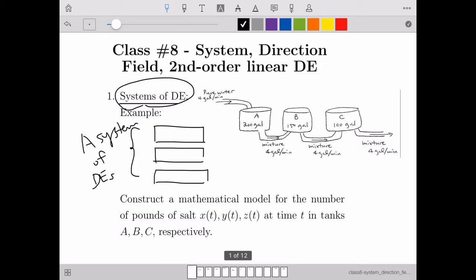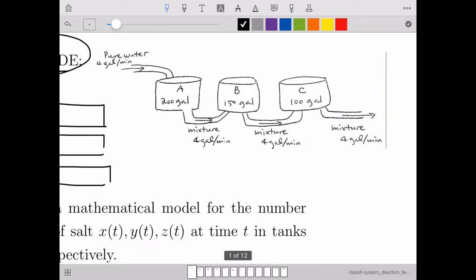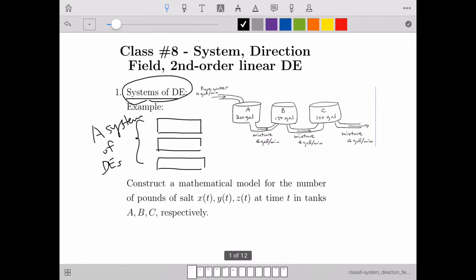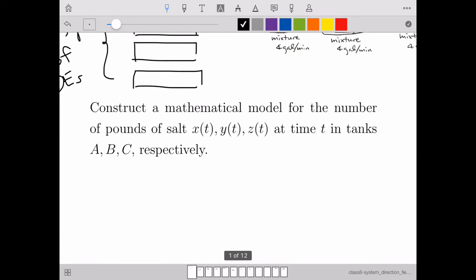Okay. So for example, suppose I have 3 interconnected tanks with pure water and mixture, and the situation is: construct a mathematical model for the number of pounds of salt x(t), y(t), z(t) at time t in tanks A, B, C respectively.